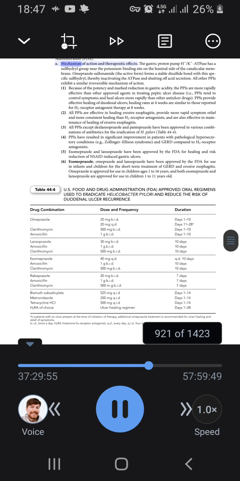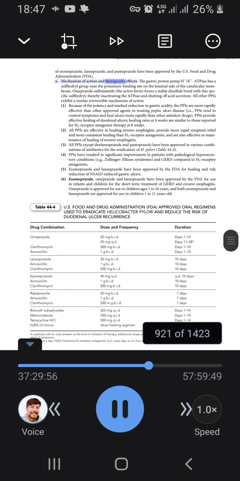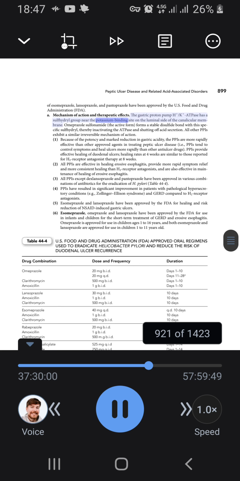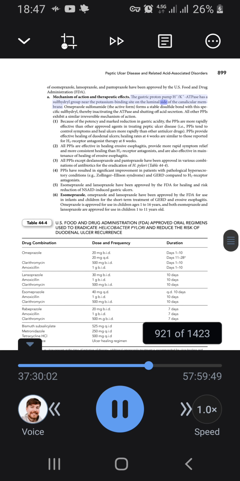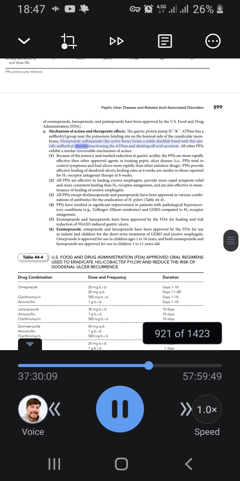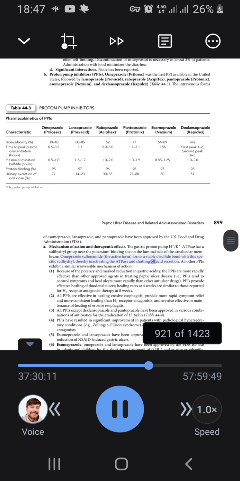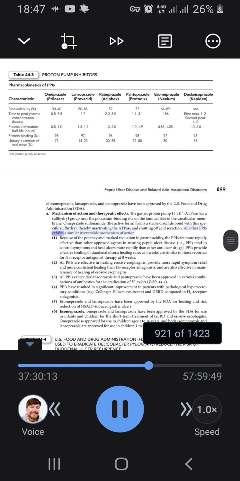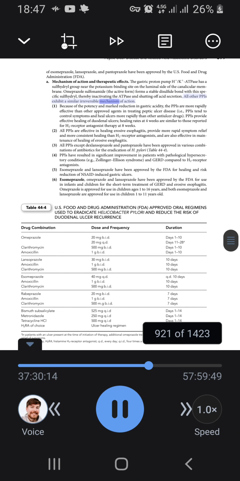The mechanism of action and therapeutic effects. The gastric proton pump, H+/K+ ATPase, has a sulfhydryl group near the potassium binding site on the luminal side of the canalicular membrane. Omeprazole sulfenamide, the active form, forms a stable disulfide bond with this specific sulfhydryl, thereby inactivating the ATPase and shutting off acid secretion. All other PPIs exhibit a similar irreversible mechanism of action.